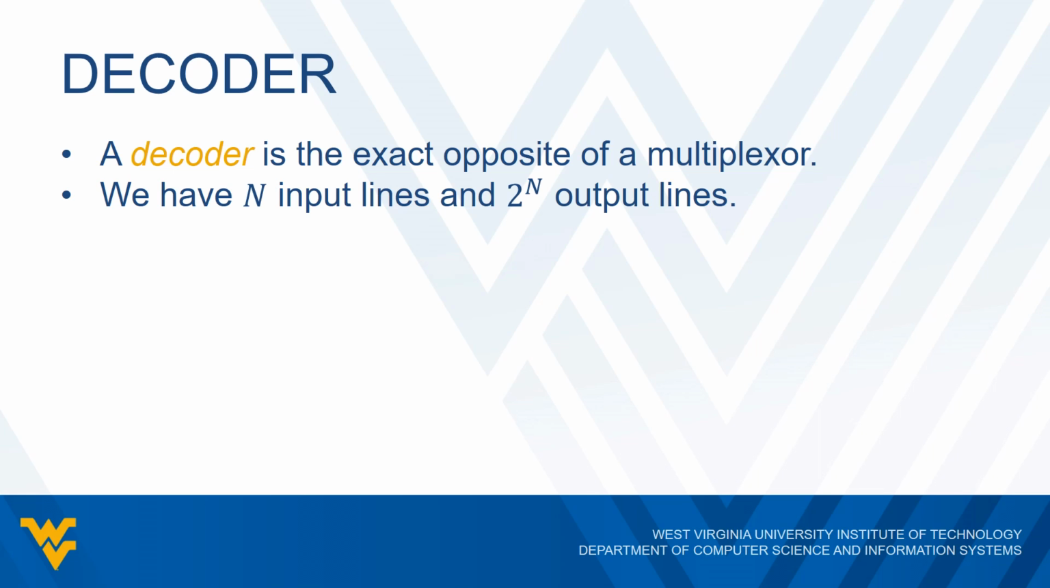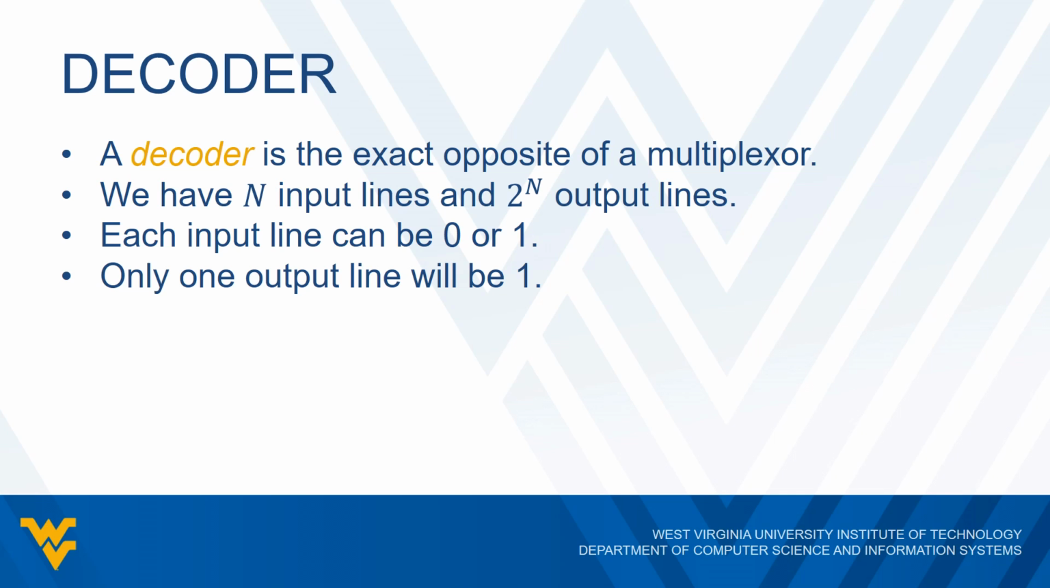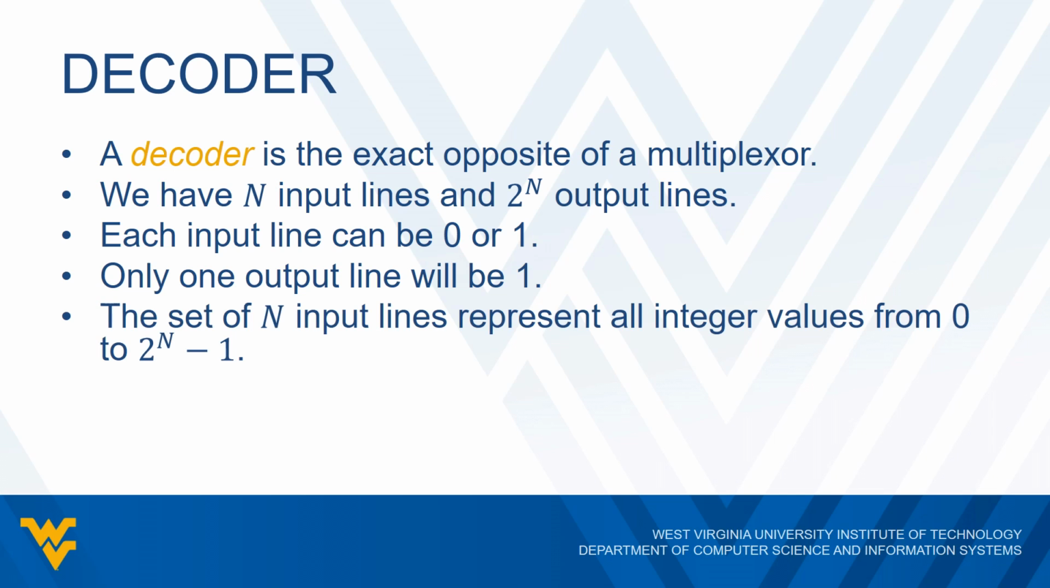Now, each of the n input lines of the decoder can be set to either 0 or 1. And only one of the output lines is actually going to be a 1 in this case. So what happens here is that when these n input values are interpreted as a single binary number, they can actually represent all of the possible integer values from 0 to 2 power n minus 1.